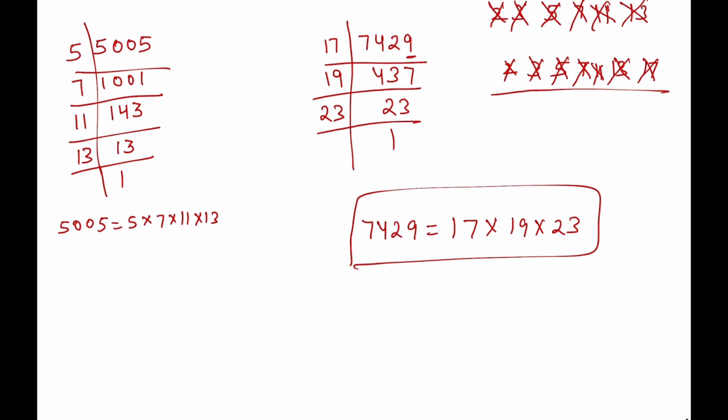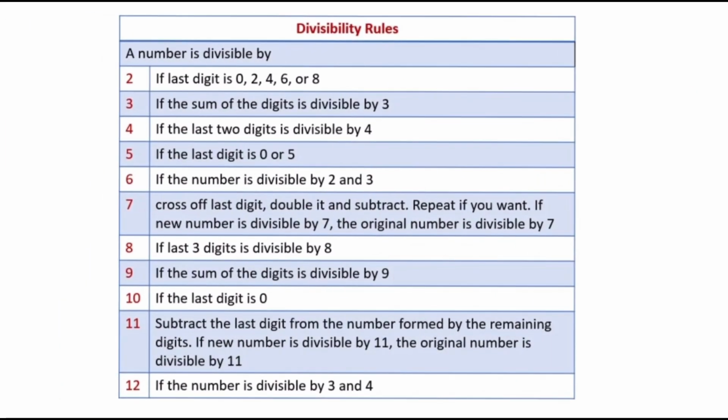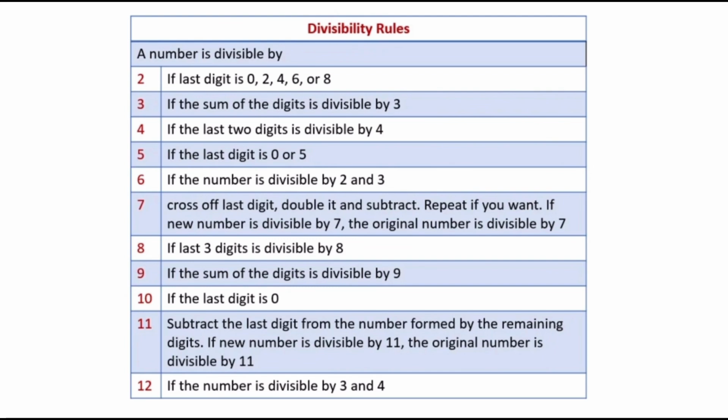So now let us see divisibility rules. For 2, if the last digit is 0, 2, 4, 6, 8, then we can divide that number by 2. If the sum of the digits is divisible by 3, then we can divide that number by 3. For 4, if the last 2 digits are divisible by 4, then we can divide that number by 4. So you can read all the rules from here. So it will be easy to divide, like finding the factors of any number.